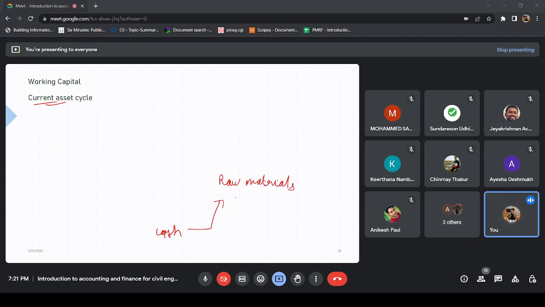Who gives you the raw material? I mean, how do you buy it? How do you convert it into cash? Buy from some suppliers? Okay, we'll come back to that. Okay, you had some cash, you got some raw materials. What will happen now?